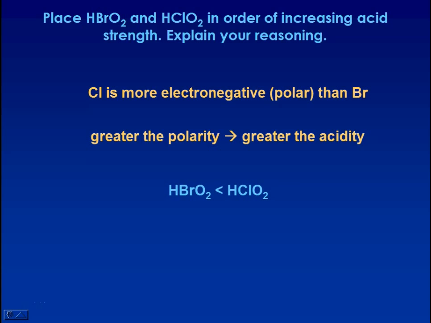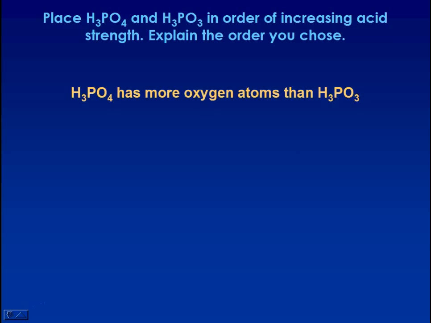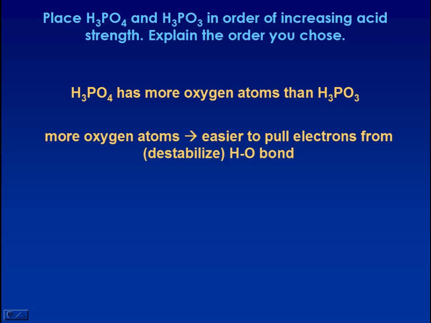So this time we're going to look at oxygen atoms. We have H3PO4 and H3PO3. H3PO3 has one less oxygen that can pull electrons away from the H-O bond, and so therefore it is going to be able to polarize that bond less. As a result, that H-O bond is going to be more stable in the H3PO3 molecule than it will be in H3PO4, and so the stronger acid would be the H3PO4.